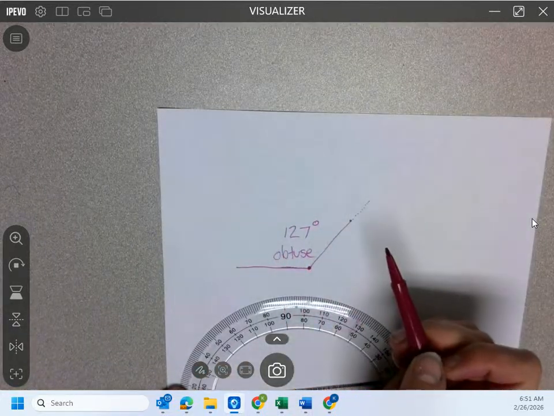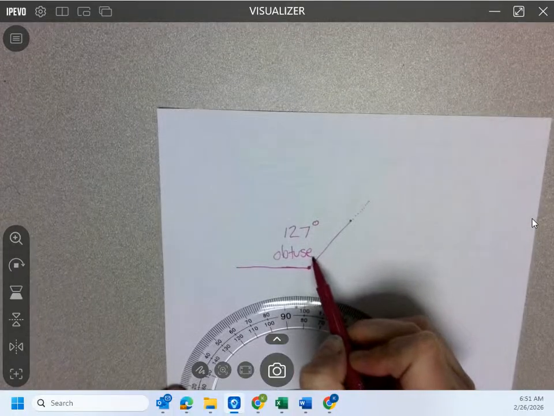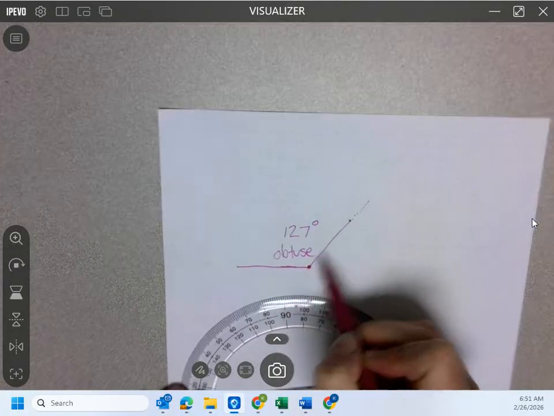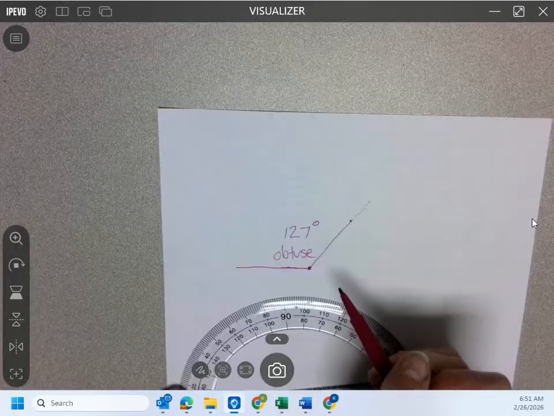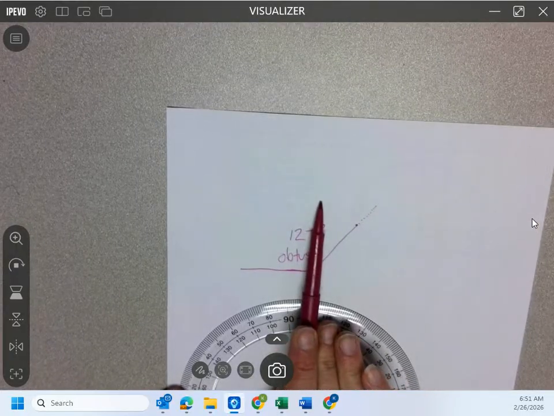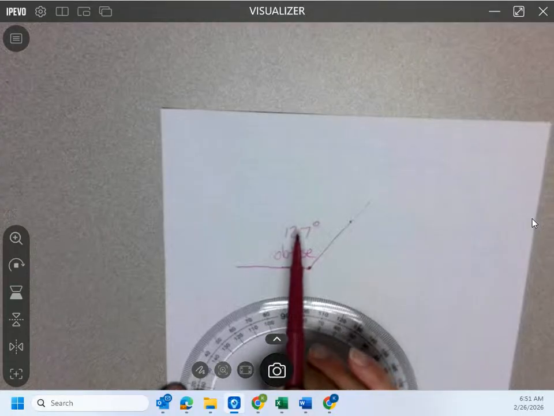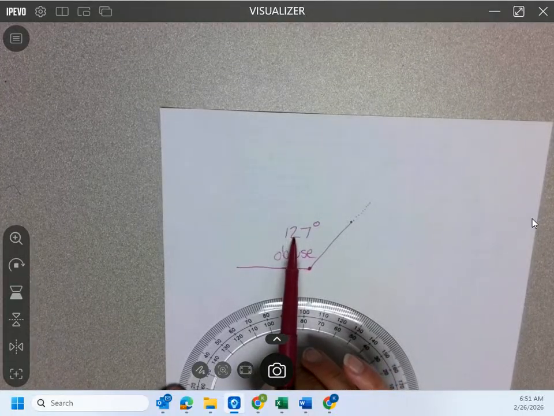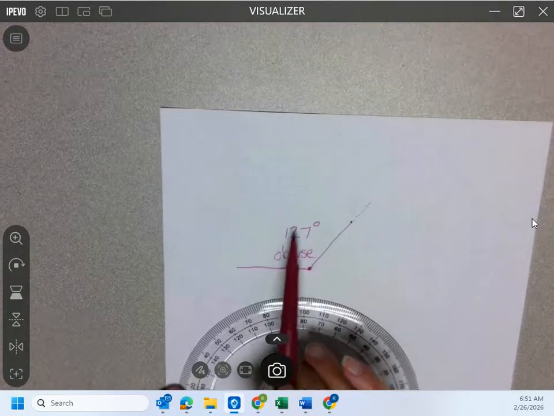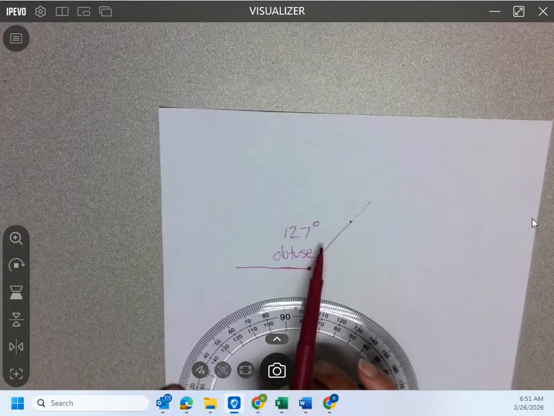So that's your checkpoint. Does your angle measurement match what you're classifying it as? If you can look at this and say it's obtuse, it is bigger than 90 degrees. 90 degrees would have been straight up and down. It's obviously bigger than that. I know it's obtuse. I need to make sure my measurement matches that it's an obtuse measurement greater than 90 degrees.